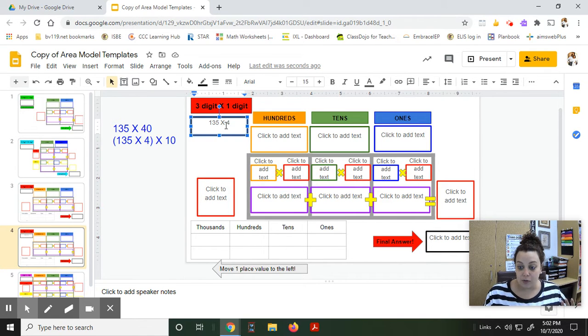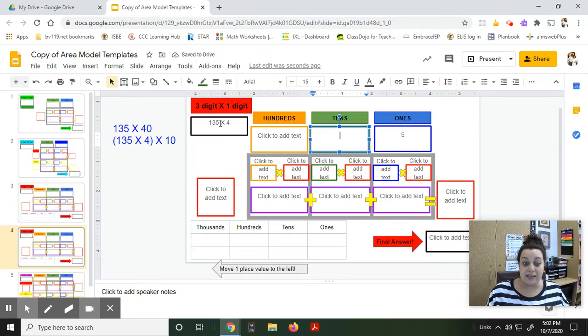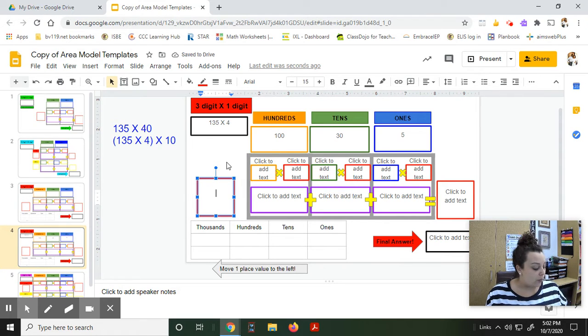So how we break this apart is first we're going to break apart the 135 into the actual value of each digit. First is the ones place, which is a 5. Your tens place has a 3, but it's not just a 3. The 3 actually represents 30. And then in the hundreds place, we have 100. And then over here on the side is our 4, because we're doing a 3-digit number by a 1-digit number.